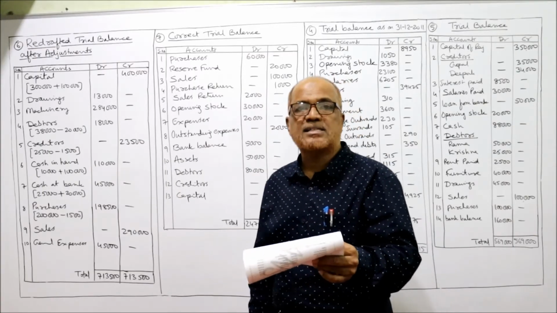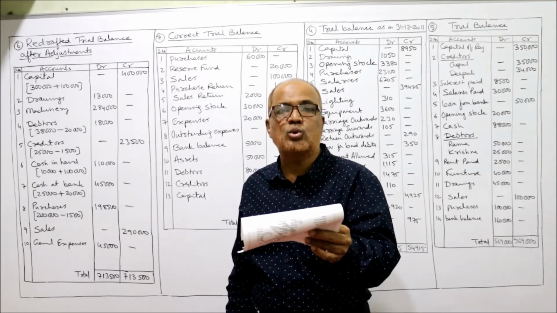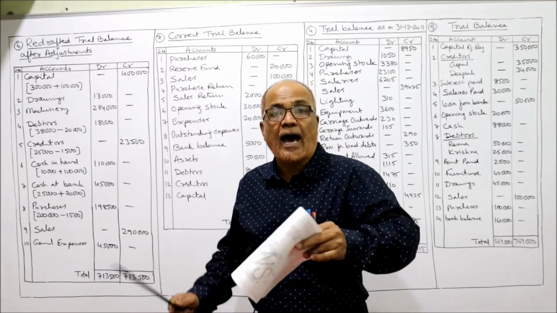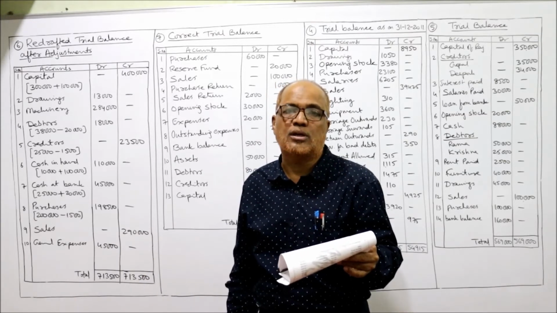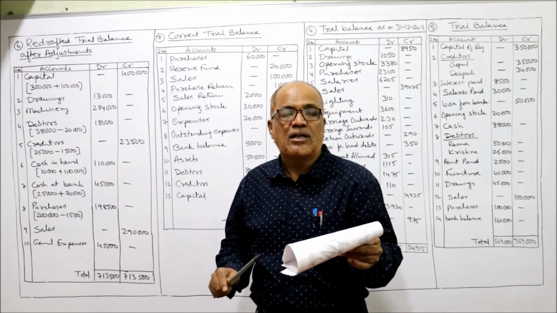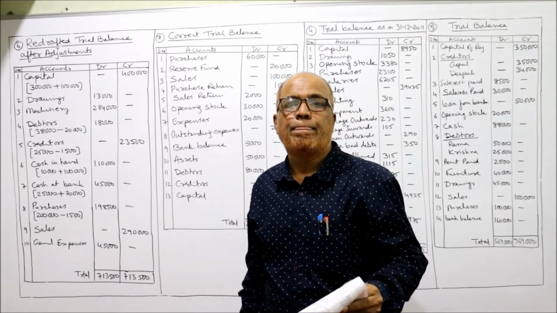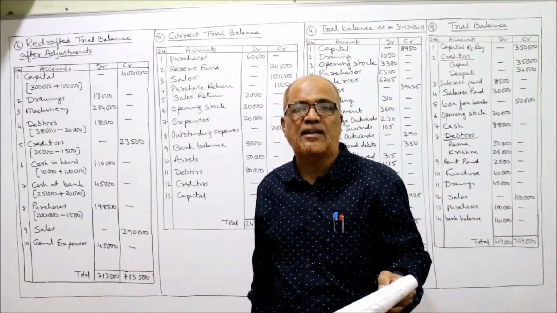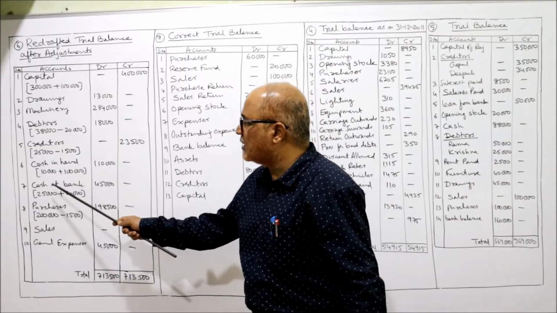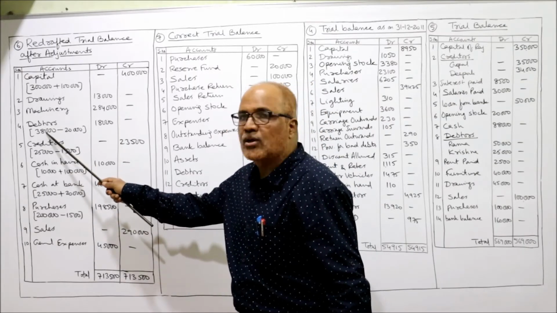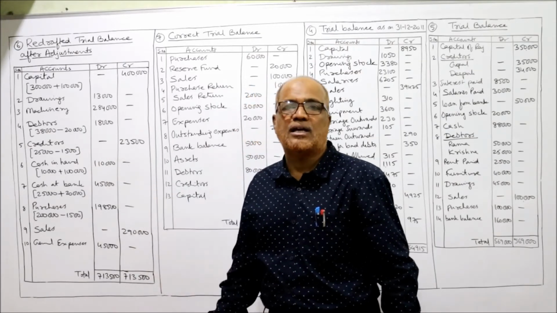Next, what is the next adjustment? A debtor cleared his account of rupees 20,000 through check. A debtor has cleared his amount by giving a check of rupees 20,000. So debtors will decrease. What is the debtor in the trial balance? Debtors are given as 38,000 before adjustment. From 38,000, we deduct 20,000, so debtors will be 18,000.